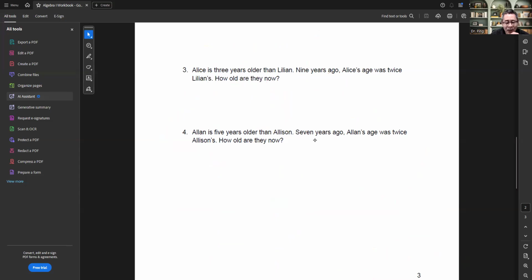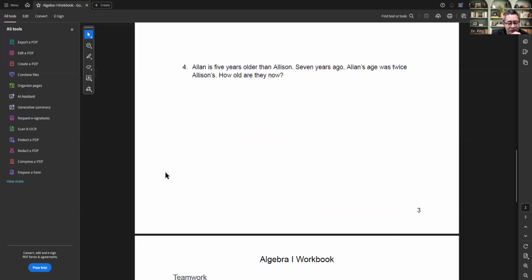Okay, now we're looking at the last one. Alan is 5 years older than Allison. 7 years ago, Alan's age was twice Allison's. How old are they now? So this is very similar to the third one. So we say x is Alan's age, and y is Allison's.